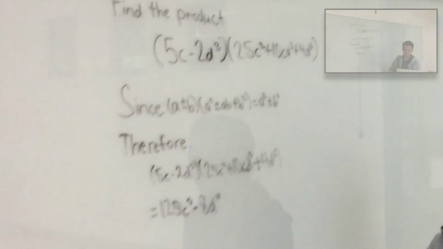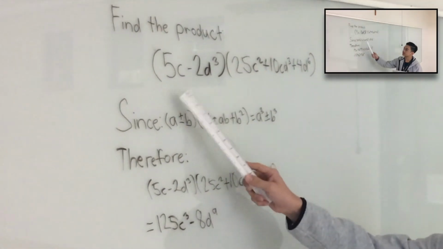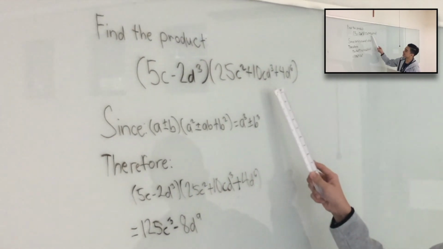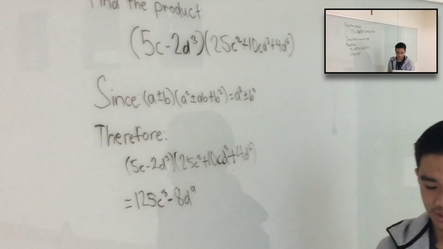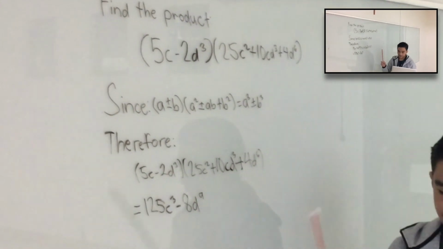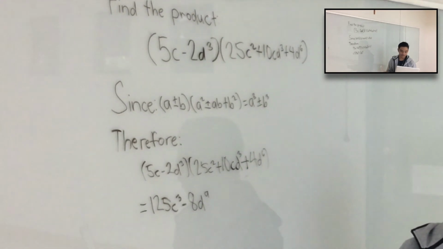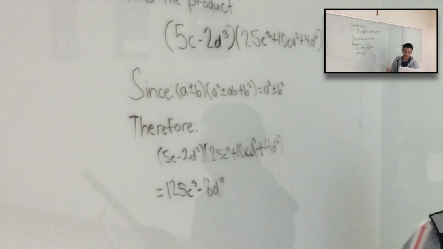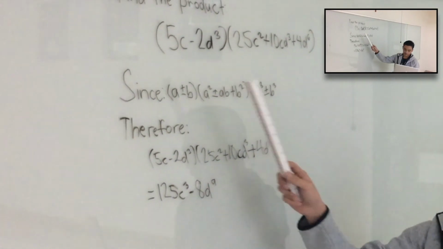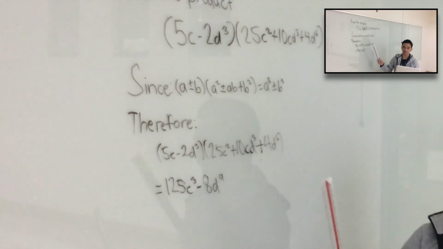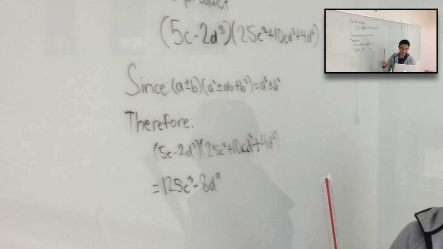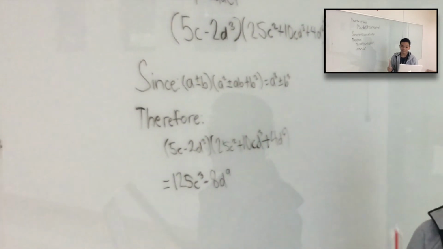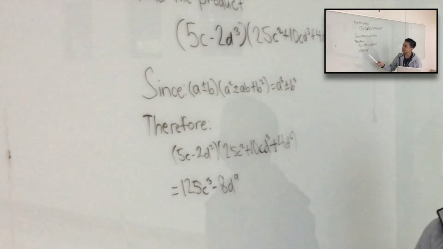For our next example, we are going to find the product of the polynomial expression (5c − 2d cubed) times (25c squared + 10cd cubed + 4d to the power of 6). Since (a ± b) times (a squared ∓ ab + b squared) is equal to a cubed ± b cubed, we're going to cube each term in the binomial in order to get the product of the expression. For the exponents, we are supposed to multiply the exponents. After getting the cubes of each term in the binomial, the simplified final answer we're going to get is 125c cubed minus 8d to the power of 9.